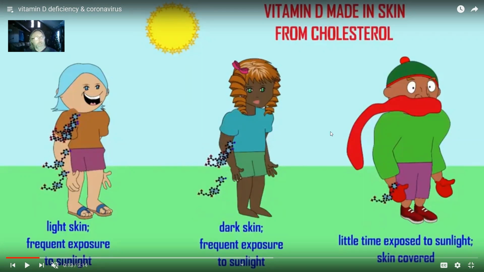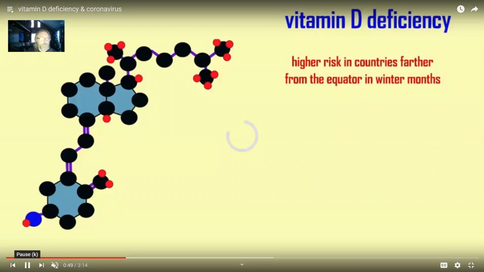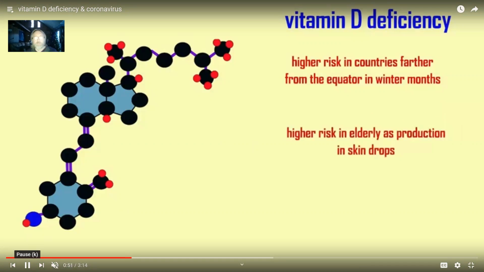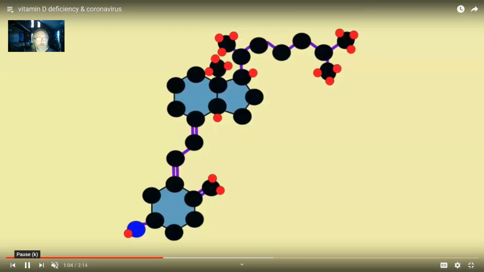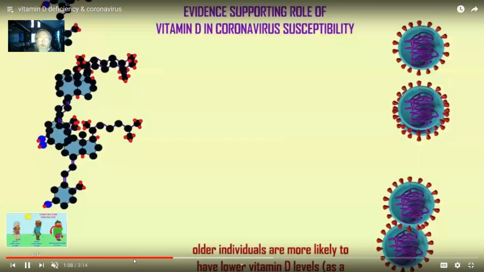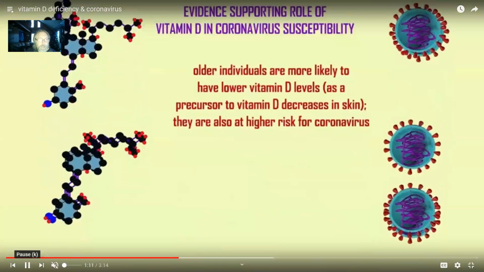If you live far from the equator in winter months, it may be cold. You may not be going outside. So in any case, lots of people have lower than recommended levels of vitamin D. The elderly make less vitamin D in their skin. There's less of a precursor. So there are multiple reasons to have lower than recommended levels of vitamin D. Now, that's a problem, and it's a problem for lots of reasons.